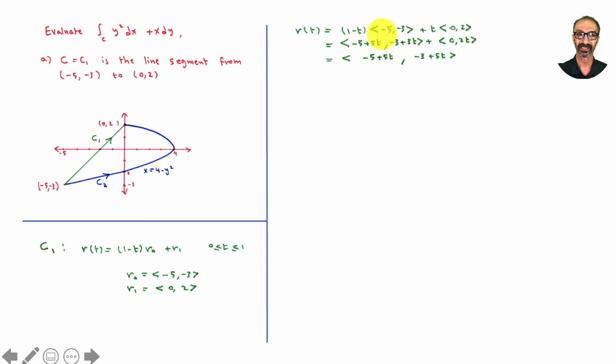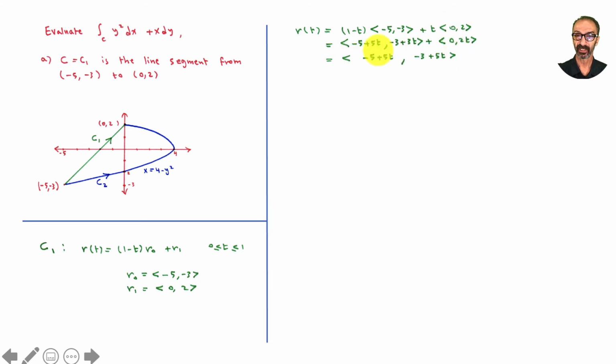I have 1 minus t times -5. I have 1 minus t times -3. Add the components. For example, the first component, 0 plus -5 plus 5t, is just -5 plus 5t. The second component is -3 plus 3t plus 2t, which is -3 plus 5t. This is just basic steps.